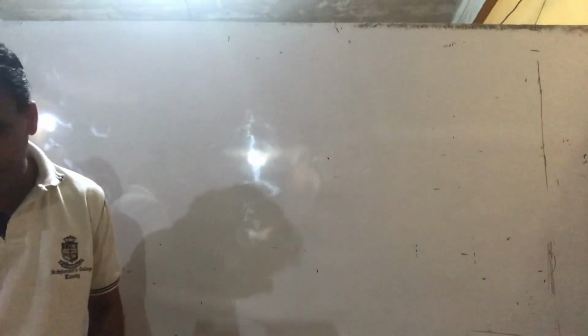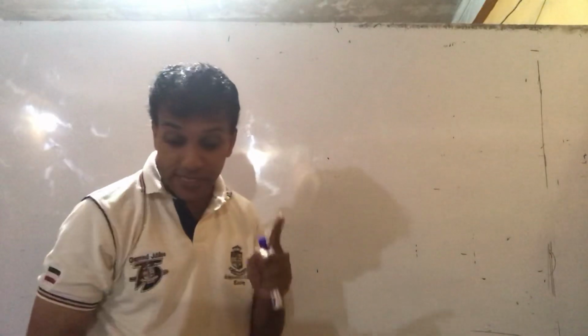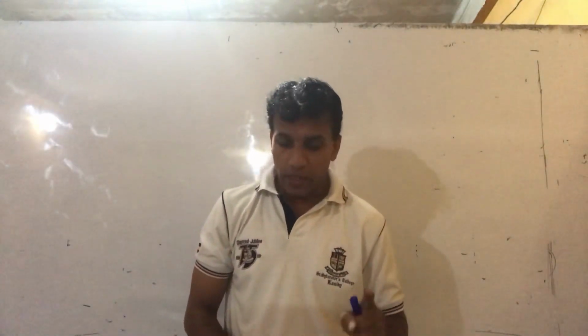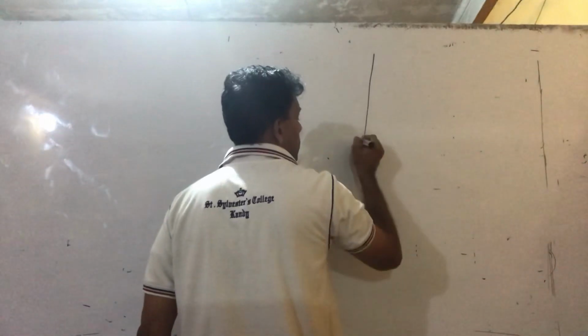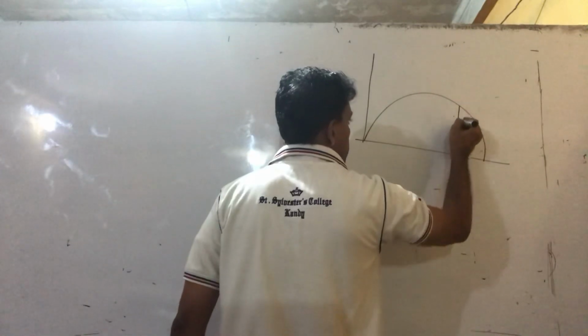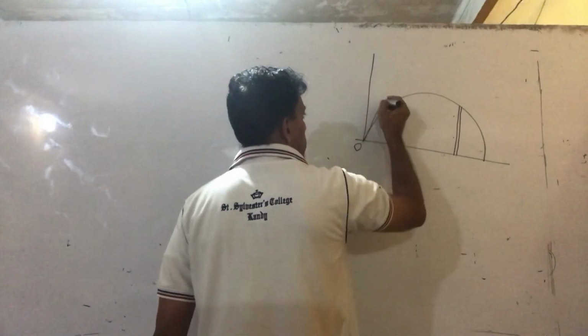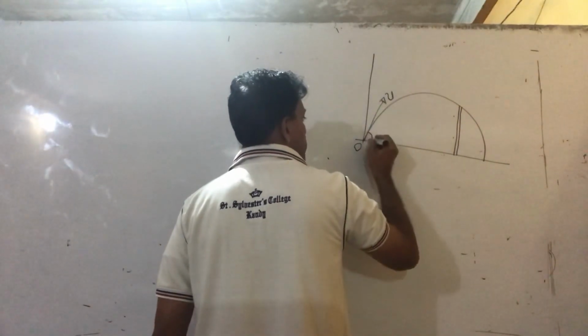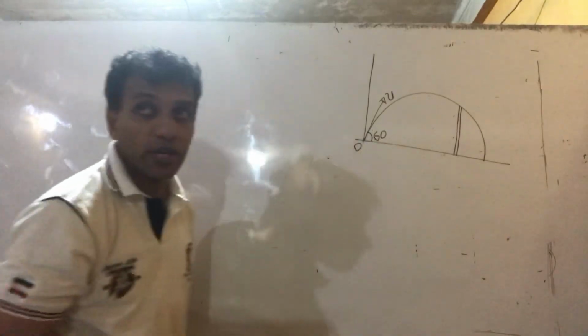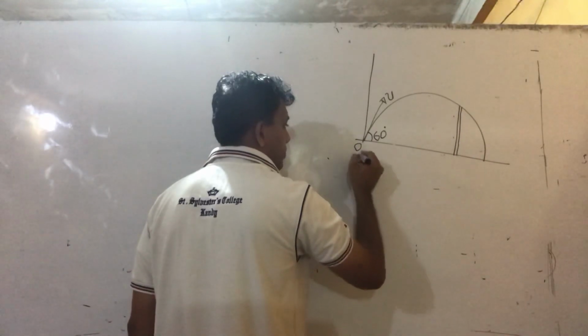A particle is projected from a point on horizontal ground, making an angle of 60 degrees with the horizon. The particle just clears the top of the wall, which is a distance from O. So we mark that. Something like that, this is the wall. Initially at O, the velocity, if I say u, is at 60 degrees angled with the horizon. I say time is t equals 0 here.